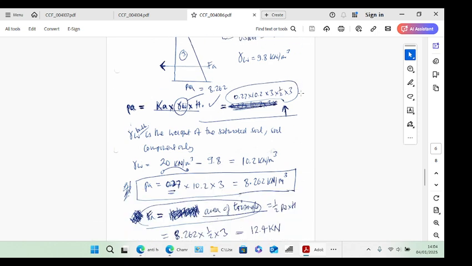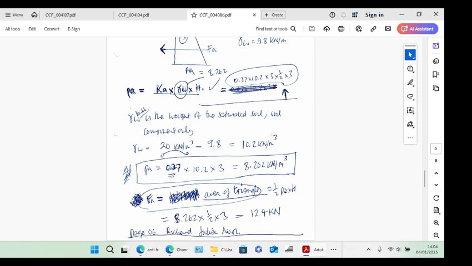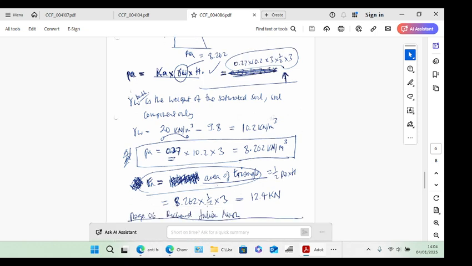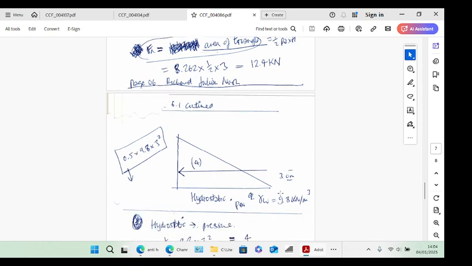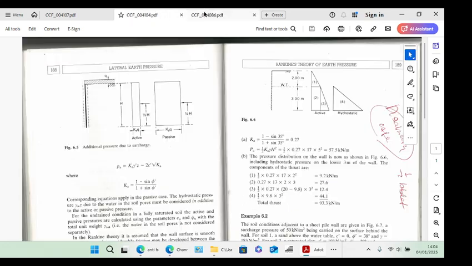That PA is wrong. This PA in bolder blue is wrong, where I've written that over here is wrong. PA is 0.27 times 10.2 times 3, which is 8.262, and FA is the area of the triangle, which is half times PA times H, 8.262 times half times 3, which is 12.4 kilonewtons. That's what he's got on his one, isn't it? 12.2.